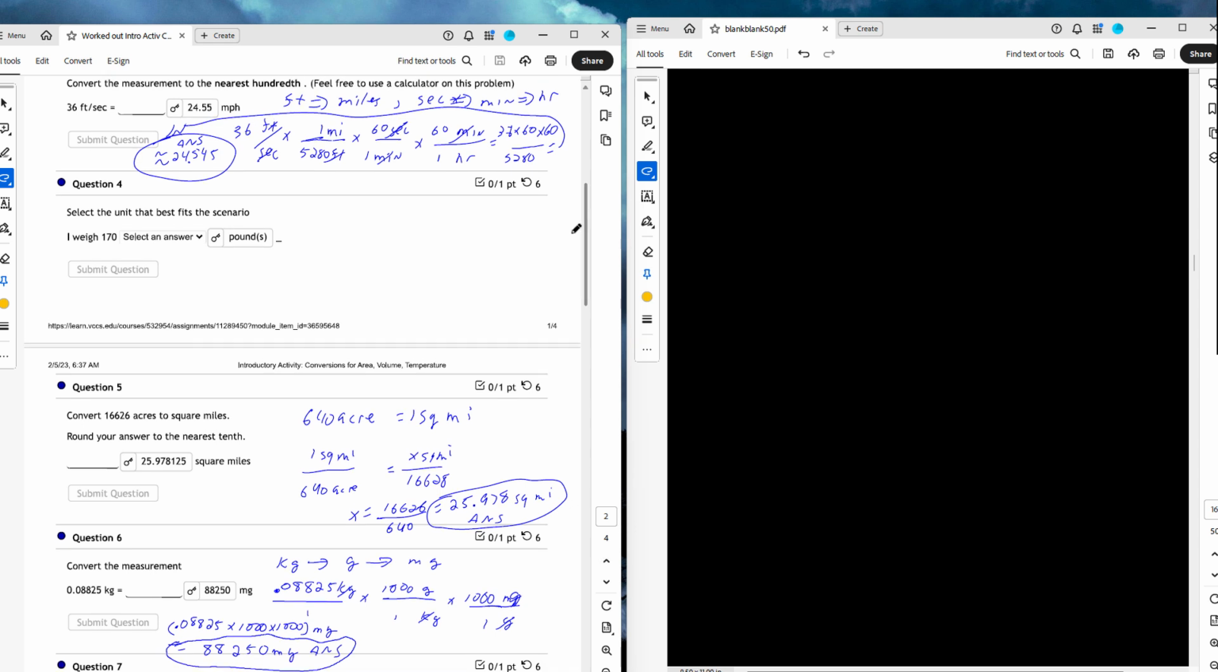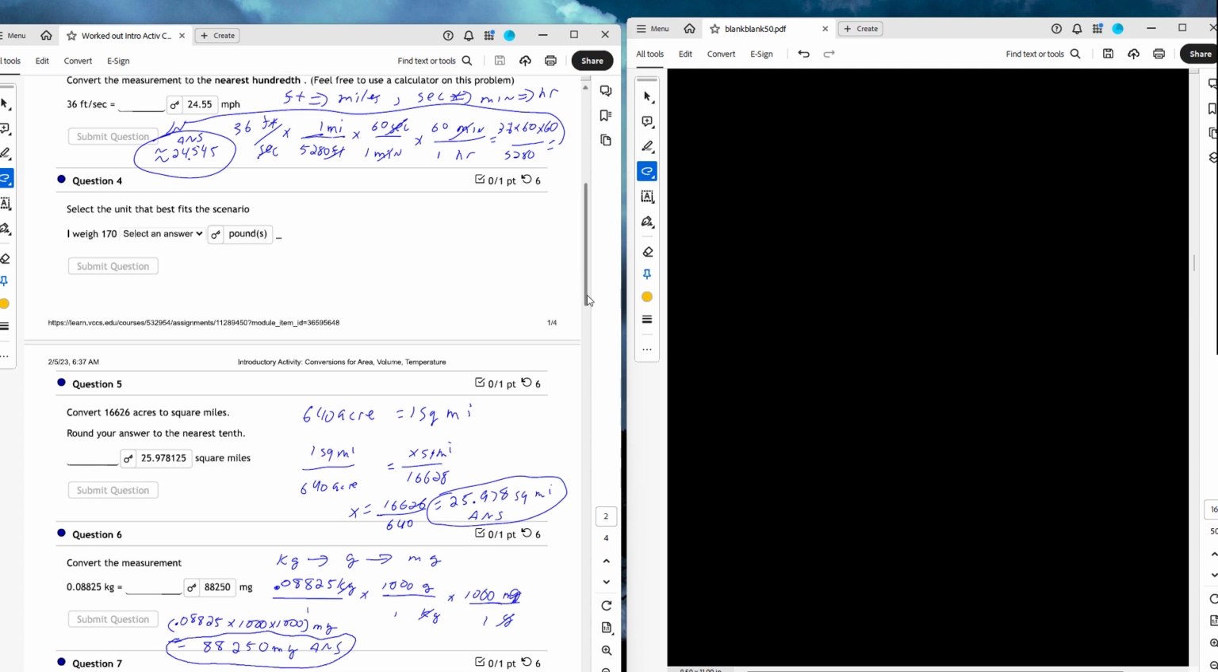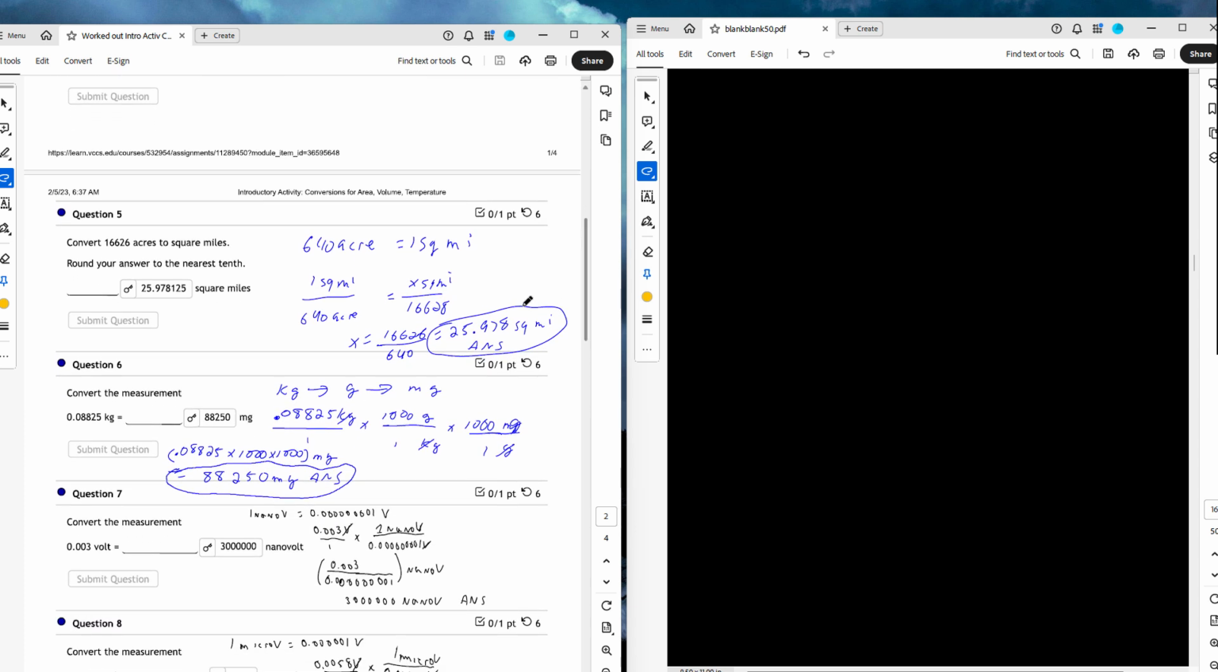Number 4, approximate the unit you would use. I weigh 170 pounds. That makes sense there, and that's your answer. Next one here is converting. Some more conversion. Number 5.